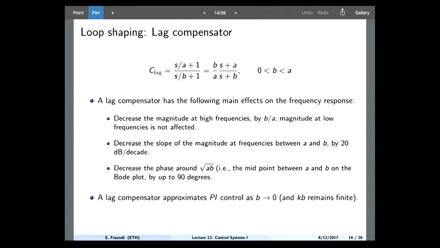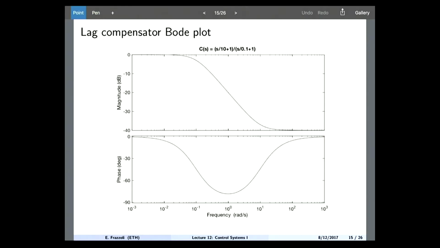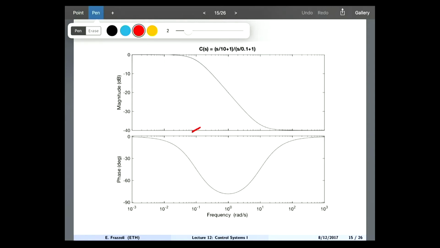So this is the lag compensator. The lag compensator is exactly the same, formally. The only difference is that the frequency of the pole is lower than the frequency of the zero. Okay? So what does a lag compensator look like? Well, it's very similar to what we saw before, with the difference that now I have a pole here and the zero here.